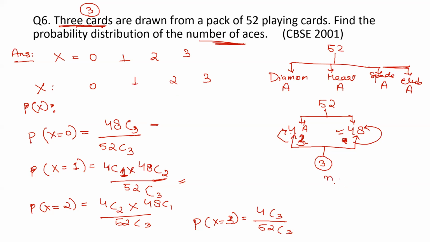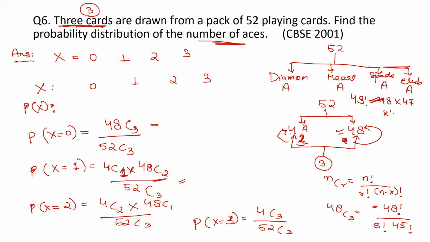So nCr is equal to n factorial by r factorial into n minus r factorial. So 48C3 means n factorial, n is 48 factorial, by r factorial, 3 factorial, then n minus r means 48 minus 3, so that is 45 factorial. Then expand this 48 factorial. What can you write in place of 48 factorial? 48 factorial is 48 into 47 into 46 into 45 factorial.